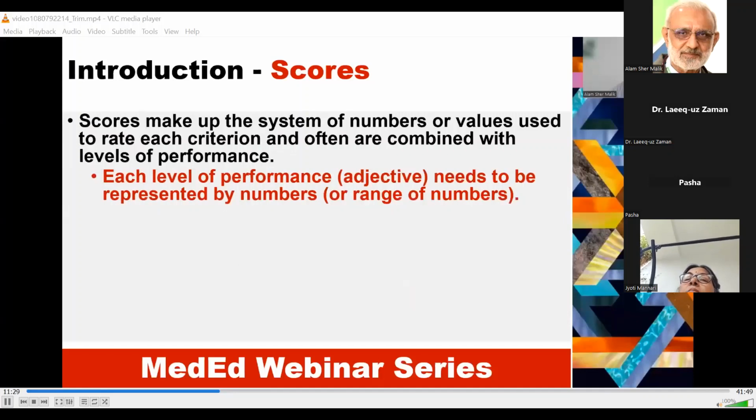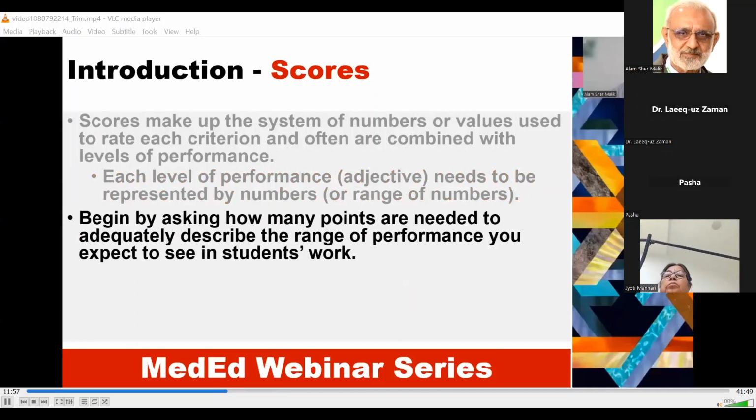Scores make up the system of numbers or values used to rate each criterion and often are combined with level of performance. Each level of performance, which is usually given in the form of an adjective, needs to be represented by a number, a range of numbers, otherwise the scoring would be difficult.